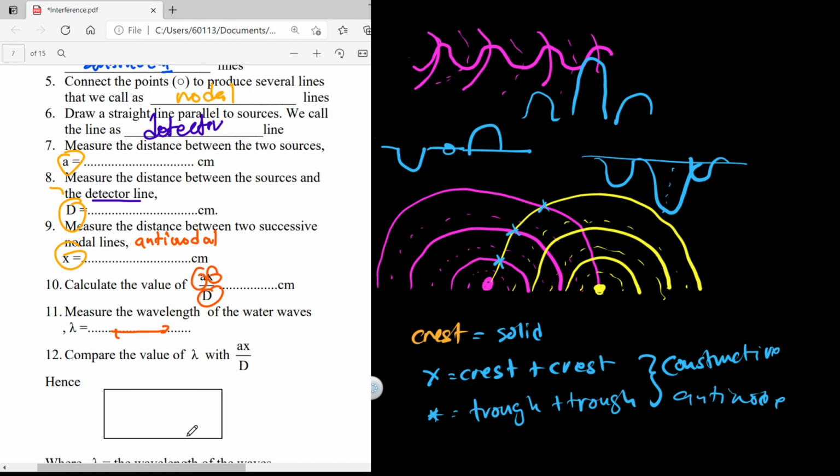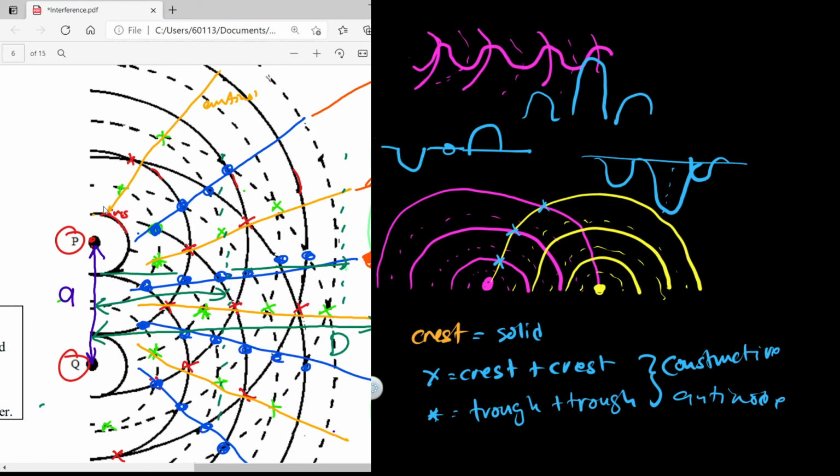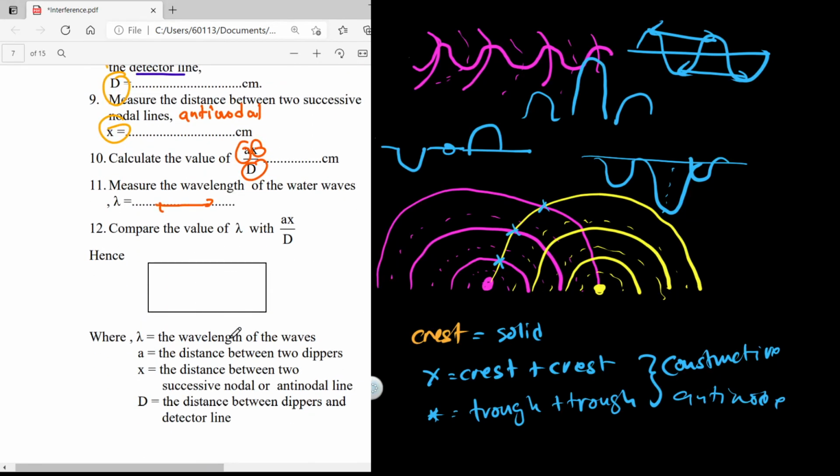How do you measure the wavelength? You just take out your ruler and measure from crest to crest or from trough to trough. If you have a wave, remember how to measure wavelength: crest to crest, or trough to trough. If you compare the wavelength you measured and AX over D, you should get lambda equals AX over D.